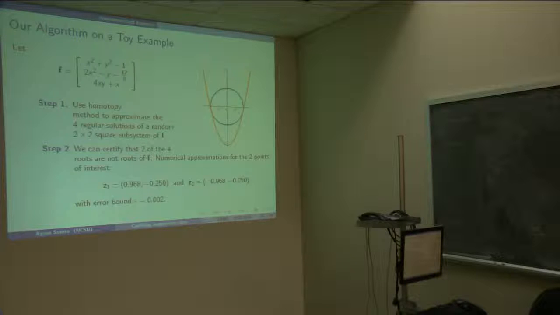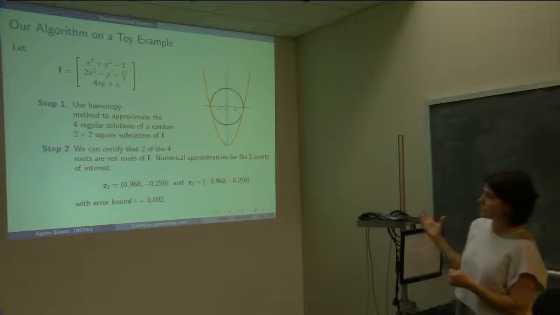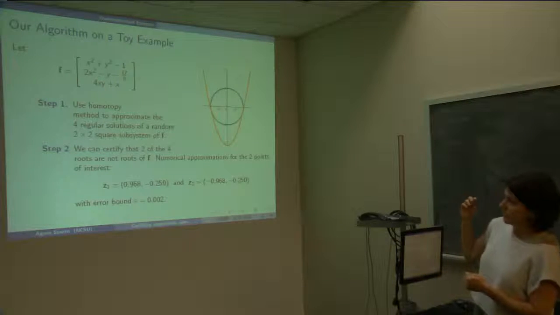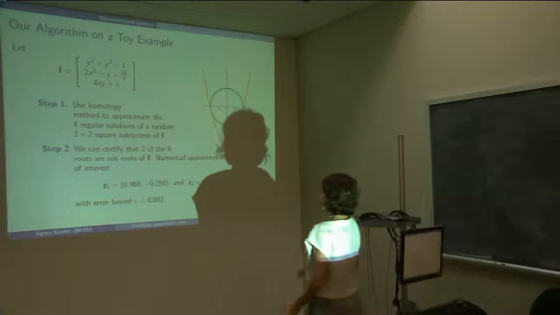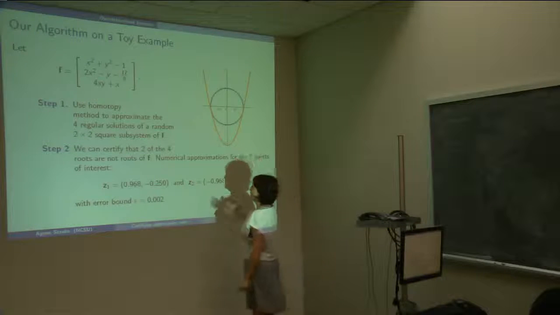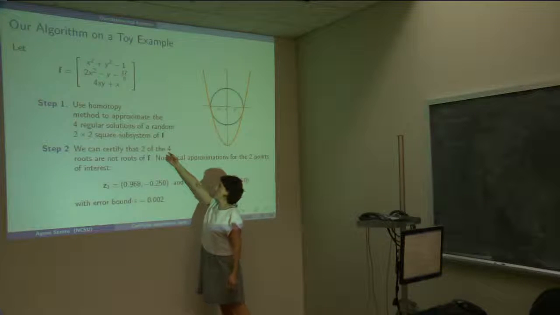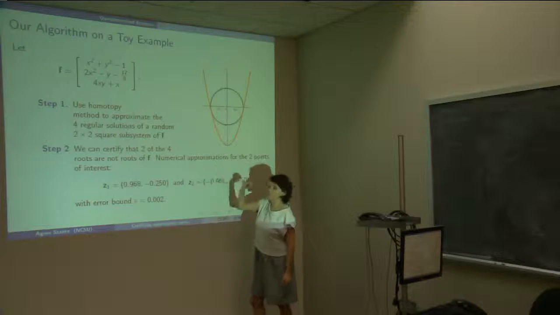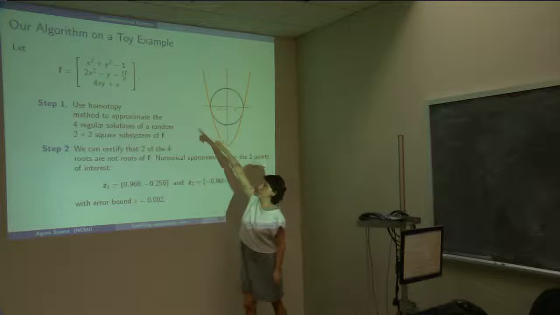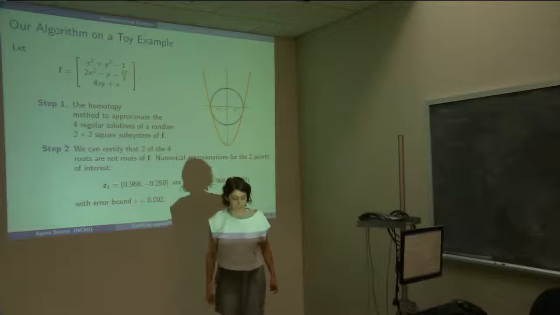So what our method is, is the following. First we use a homotopy method. Choose some random 2x2 subsystem. I call it a subsystem, but you take combinations of the polynomials and solve it. And then you get a very simple system with 4 roots. And then we choose from the 4 roots the candidates which satisfy all 3 polynomials.